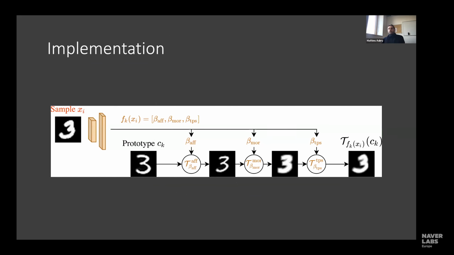For example, here an affine transformation, a morphological transformation, and a TPS transformation. And everything we need is that these transformations need to be differentiable, and ideally we want to be able to control them, so have transformations that we really understand. Another easy transformation to add would be a color transformation, adding just a constant color to the digits.